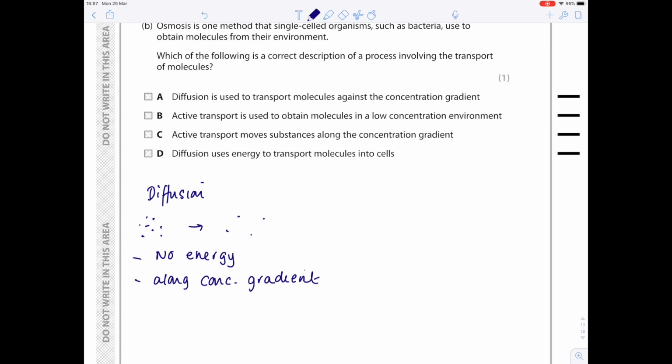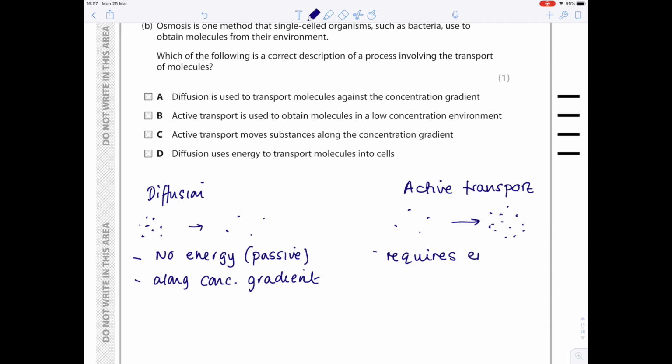So it's a passive process. To summarize active transport, instead you're doing the exact opposite. So you're going from an area of low concentration to an area of high concentration. This obviously requires energy in the form of ATP, and occurs against the concentration gradient.